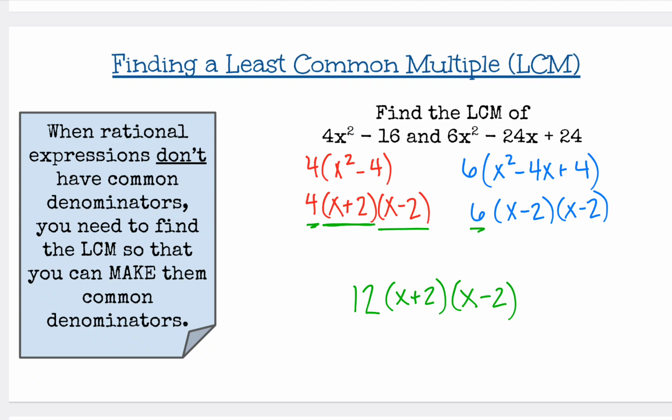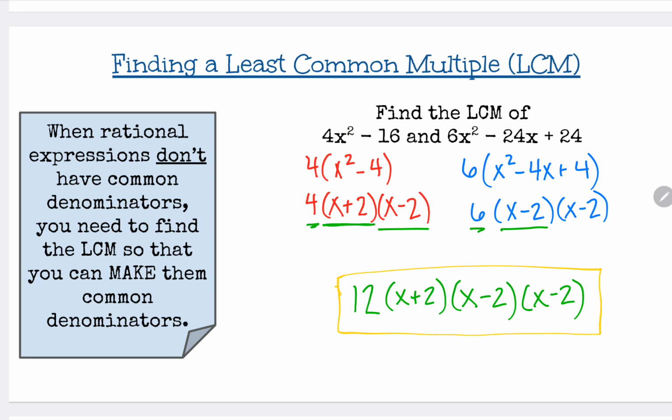The 6 is taken care of with the 12. This x minus 2, we already have an x minus 2 for, but we do not have a second x minus 2. So our least common multiple needs to include 2 of those. So our goal in finding a least common multiple is we need to be able to multiply each expression by something to get this right here.